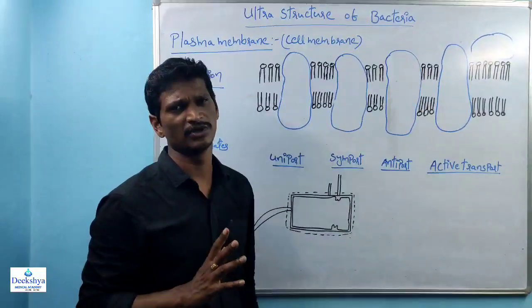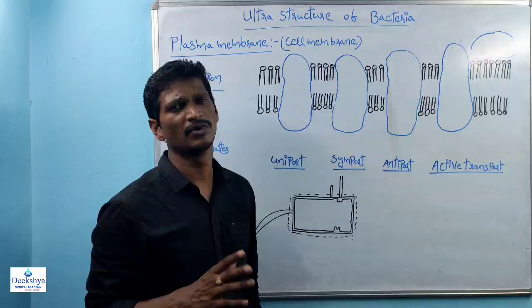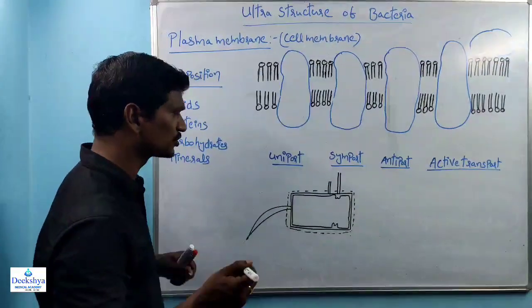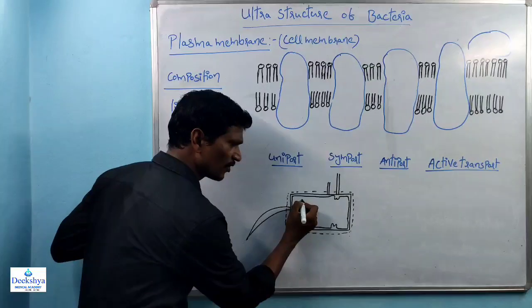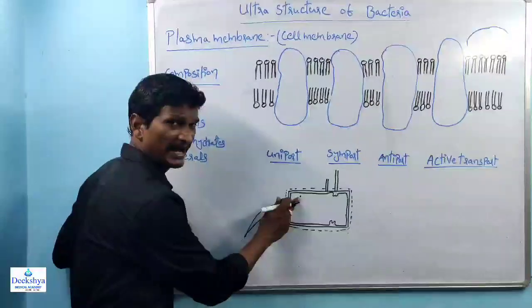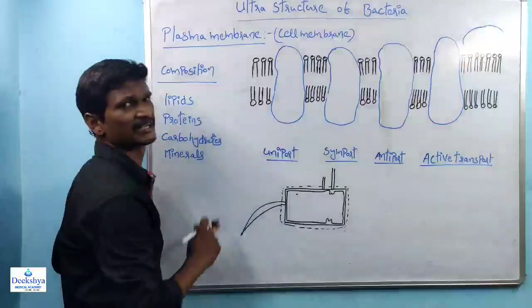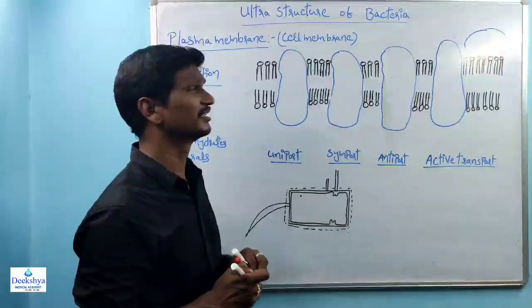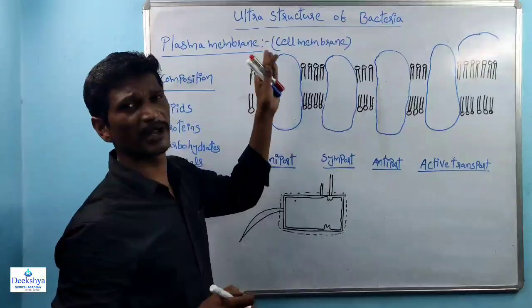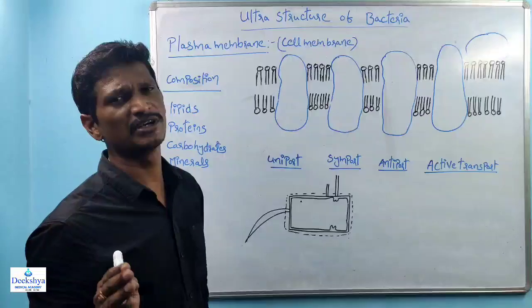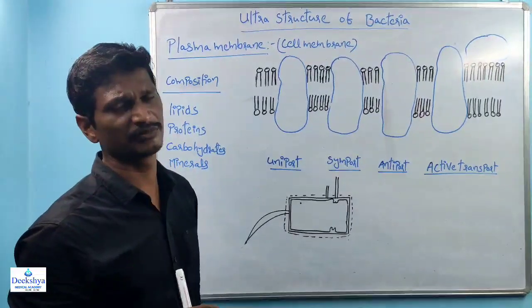The waste products are transported from inside the cell to outside the cell. In bacteria also, are there any waste products formed? The waste products are also transported from inside the bacterial cell to the outside of the bacterial cell. So what I am telling here is that the cell membrane or the plasma membrane majorly maintains the semi-permeability of the cell.